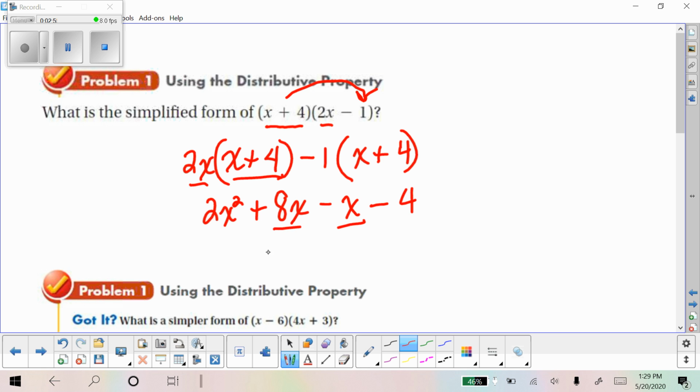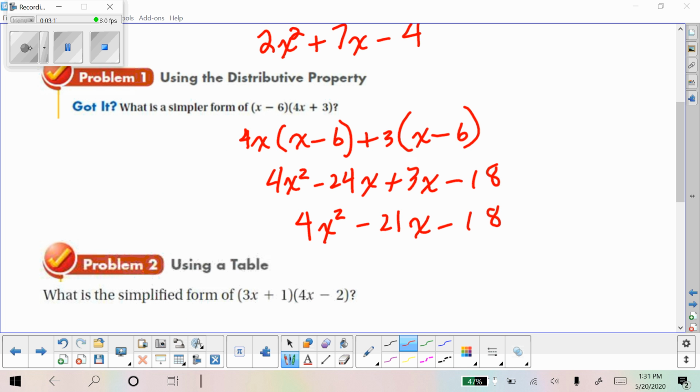Now these two are like terms, so we can simplify those. And we're left with three terms, and when you have three terms, that's known as a trinomial. Usually when you multiply two binomials, you get a trinomial. All right, why don't you give that a shot?